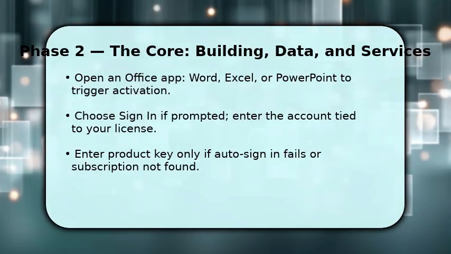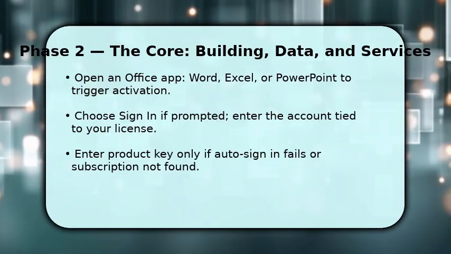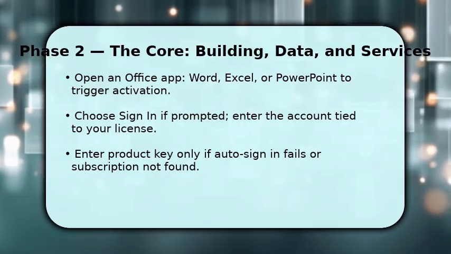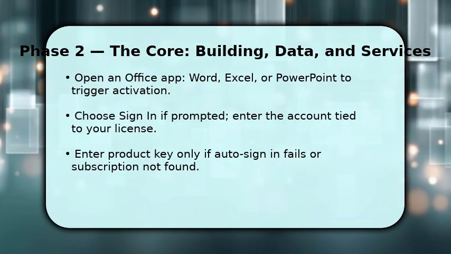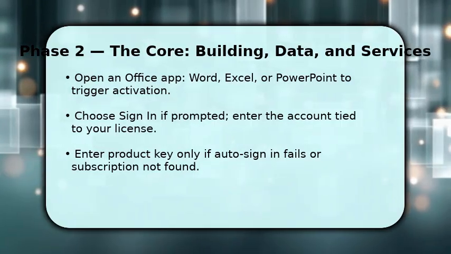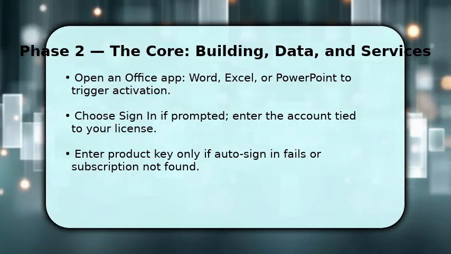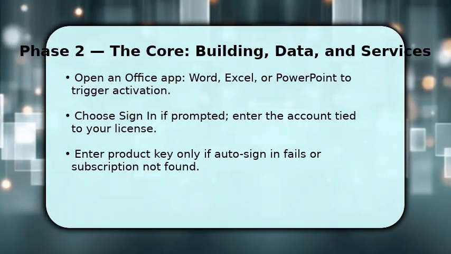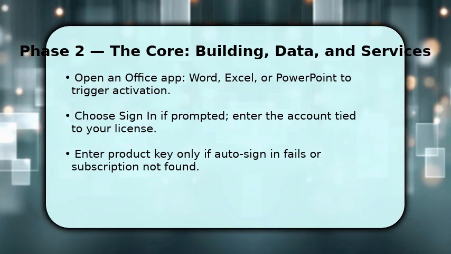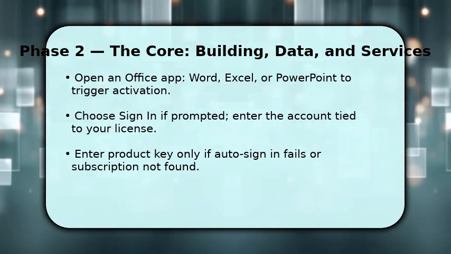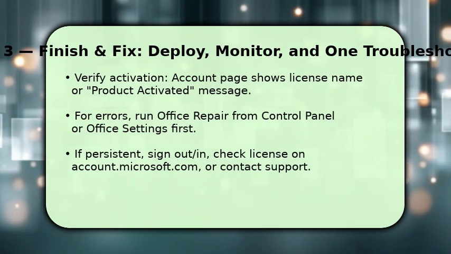If prompted for a product key, type it exactly, including dashes, and click Activate. Activation can take a few moments because Office verifies entitlement and installs license files. If you're on a work or school account, choose Work or School and follow organization prompts. You finish by confirming activation on the account page. Look for product activated or your subscription name.